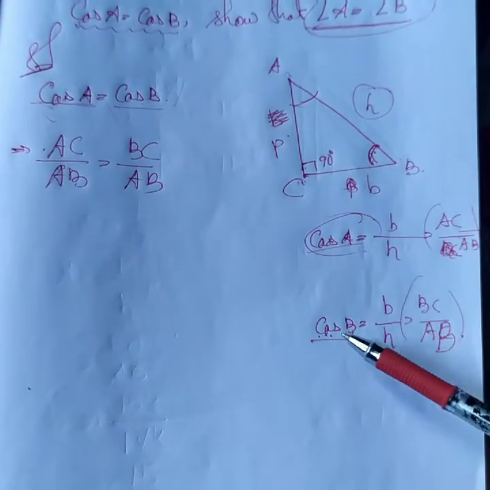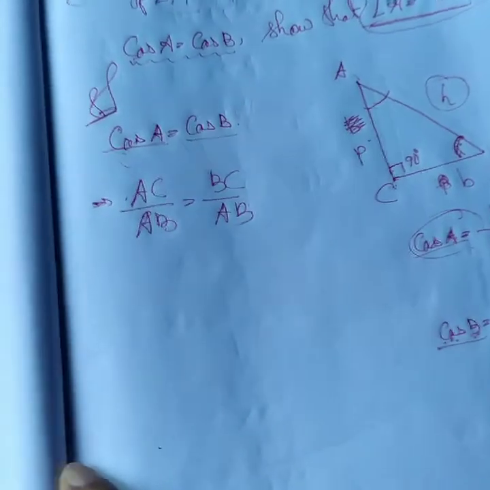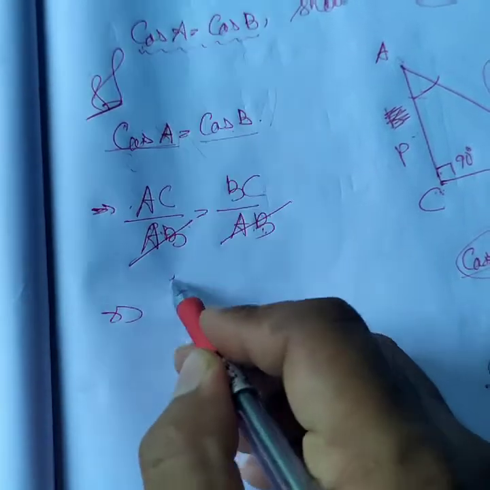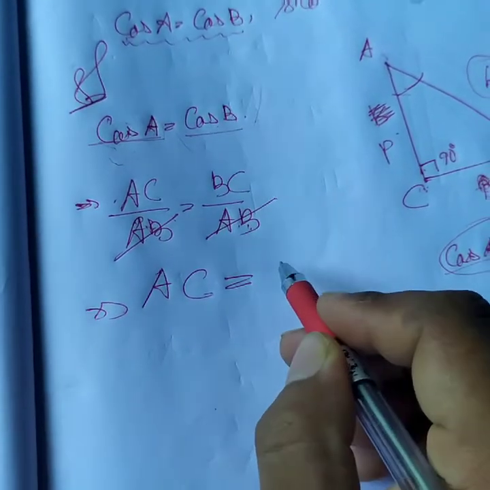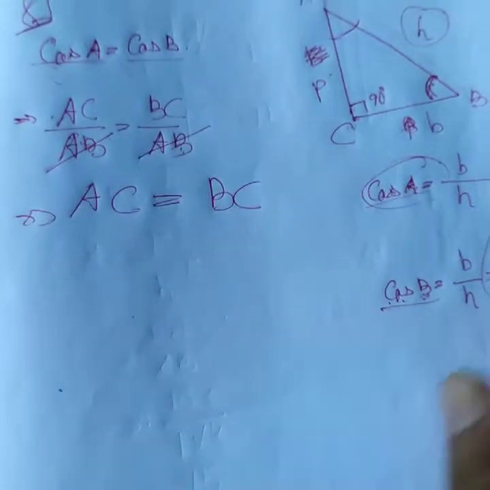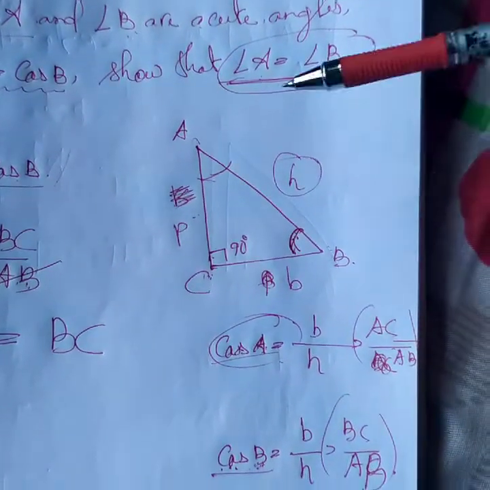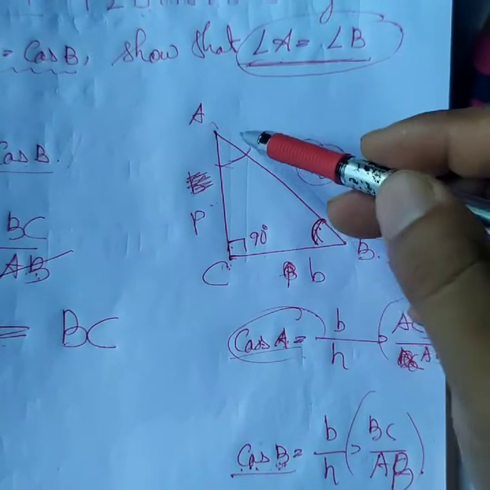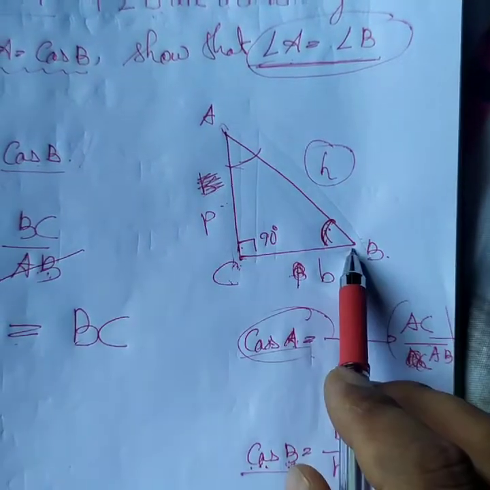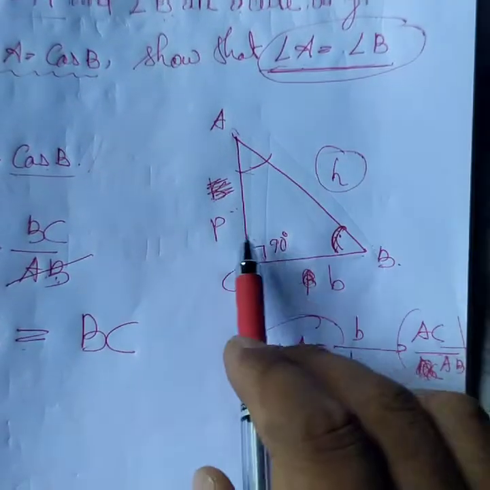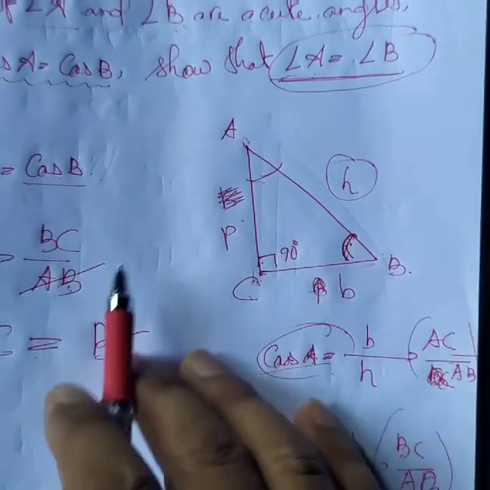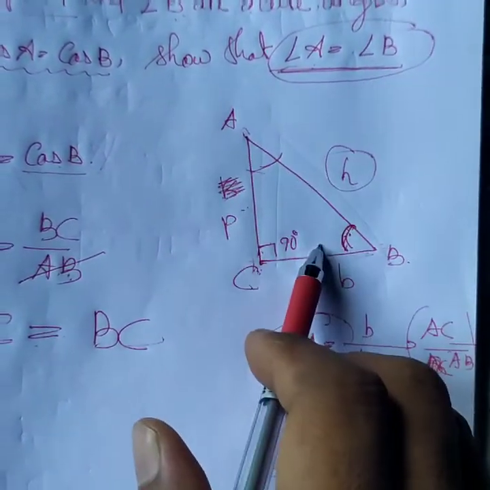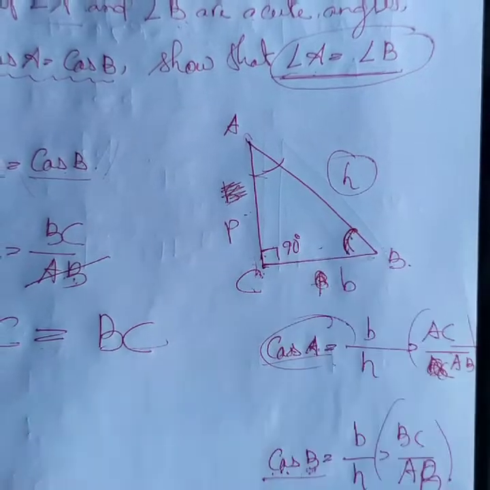I've put the value of cos A, I've put the value of cos B here in place of them. Now, what can we cancel here? Obviously, you can see AB equals to AB. They can be cancelled. So what did we get? AC equals to BC. Now, if you remember, in the basic triangle, if two angles are equal, the opposite sides will also be equal. What is given here? AC is equal to BC. That means the opposite angles will also be equal. You got my point or not? Let me tell you again. AC equals to BC. That means the opposite angles will also be equal. So what does it mean? Angle A equals to angle B.